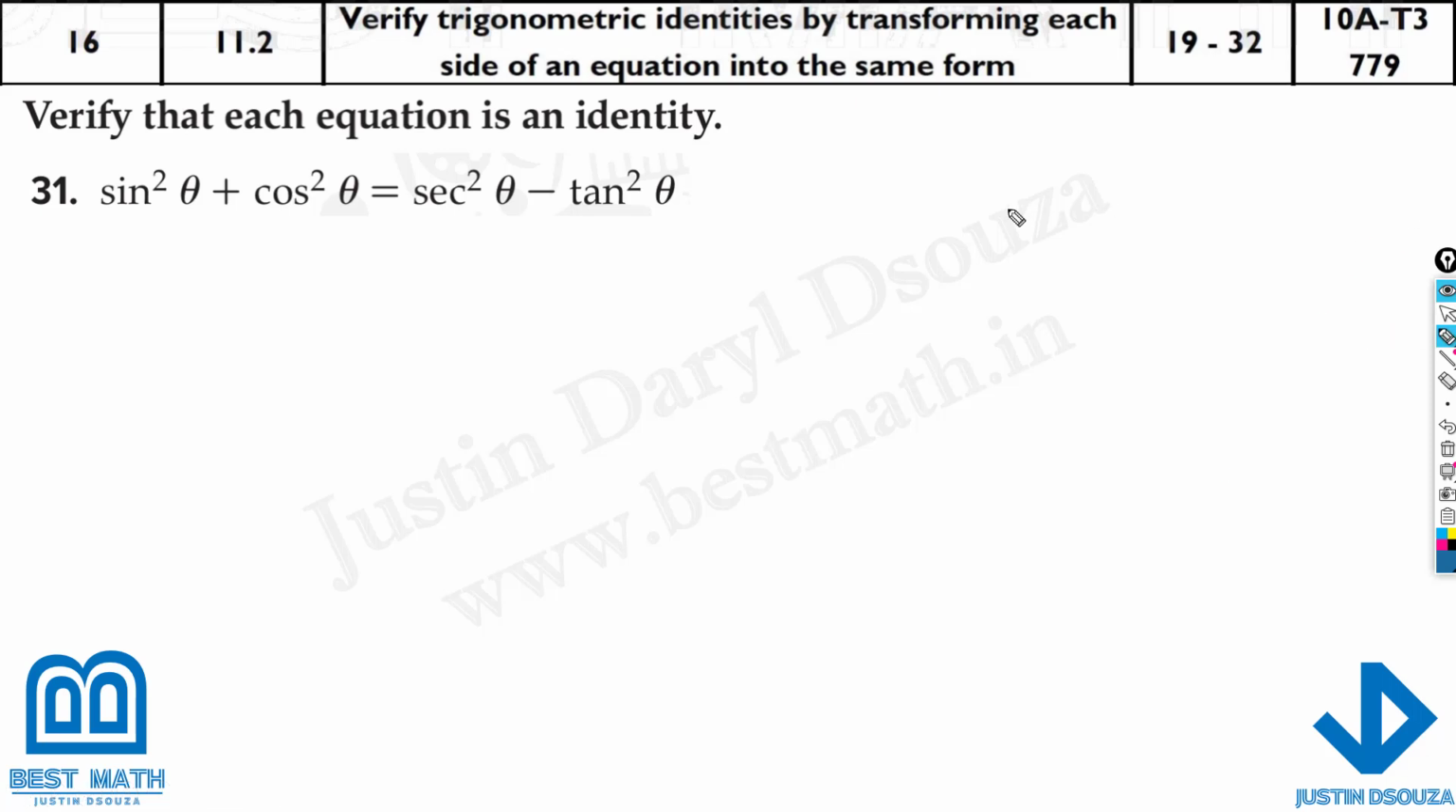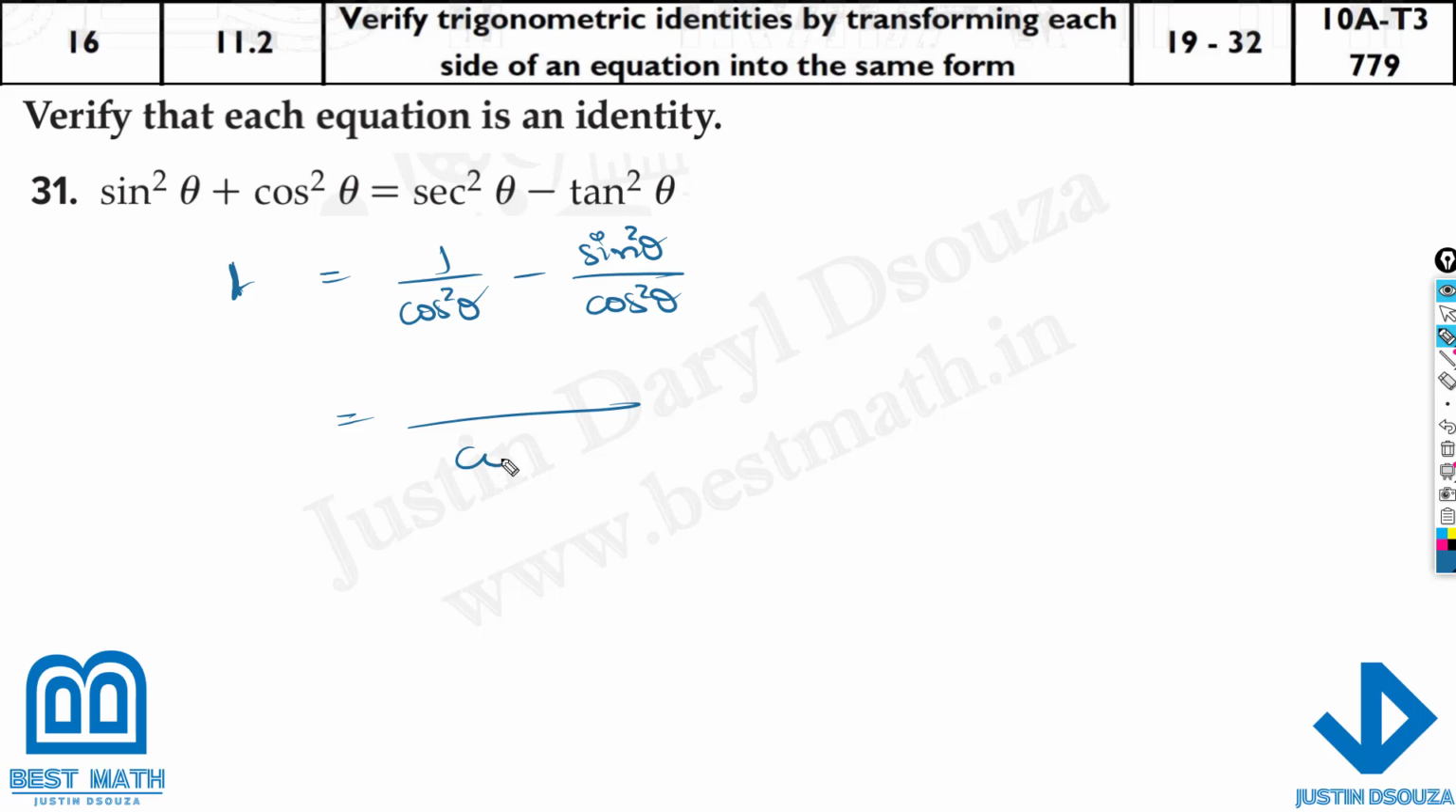What do we do over here? See, this is sine square theta plus cosine square theta. This is equal to 1, the left side directly. And what about this one? Secant square theta is 1 by cos square theta, minus tan square theta, which is sine square theta by cosine square theta.